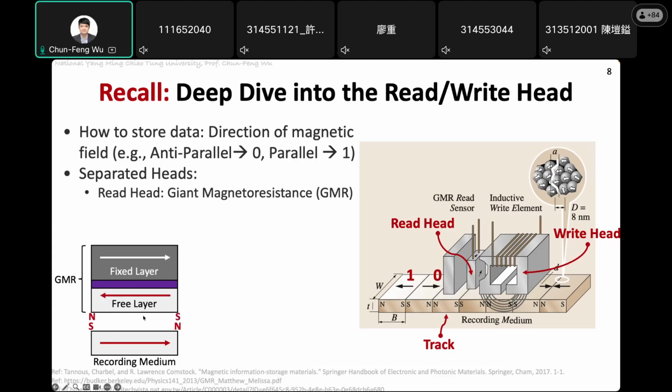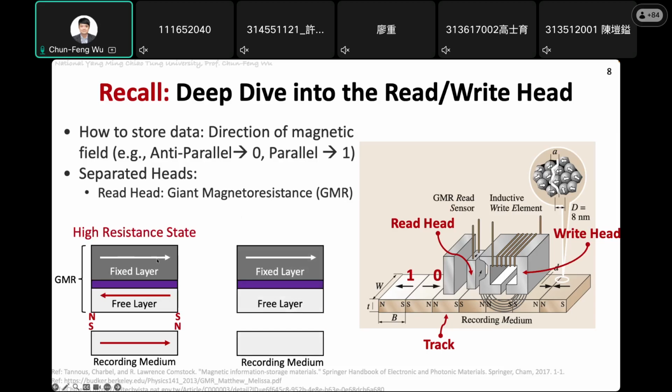So now in this case, the free layer will become north pole on the left-hand side and south pole on the right-hand side. Okay, so because the left-hand side is N and the right-hand side is S, the magnetic direction of the free layer is from the right-hand side to the left-hand side. Okay, so for the whole GMR head, because the fixed layer is in the same direction, if the free layer is in the opposite direction of the fixed layer, then we say this is a high resistance state, because there are different forces.